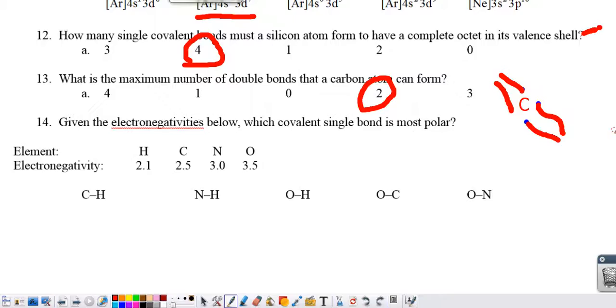Given the electronegativities below, which covalent single bond is the most polar, is the most different? Polar, different.